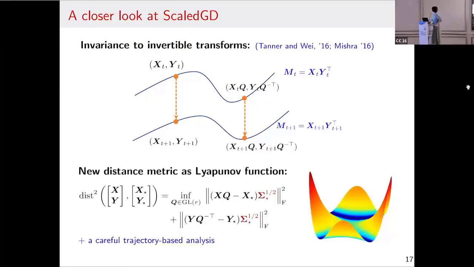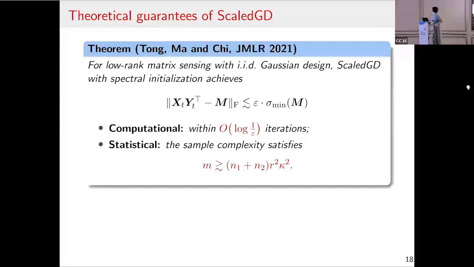And of course, to get the convergence rate that we want, there's a lot that needs to be done in terms of analysis. One key idea that is useful when analyzing this kind of preconditioned algorithm is that you need to come up with a new distance metric to serve as a Lyapunov function to bound the per-iteration progress of your algorithm. So this distance needs to take the preconditioning into account, together with a very careful trajectory-based analysis.